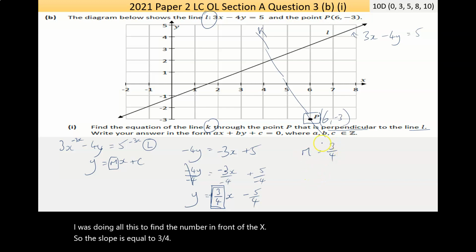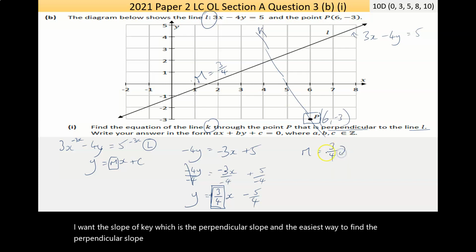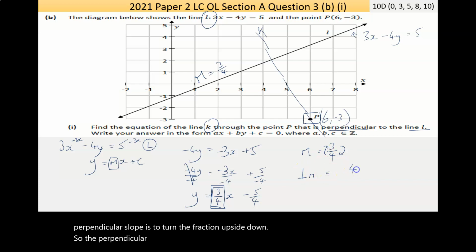Now once I have the slope, this is the slope of L. Now I want the slope of K, which is the perpendicular slope. And the easiest way to find the perpendicular slope is to turn the fraction upside down. So the perpendicular slope is the same as 4 over 3. It was a positive number, so change it to a negative.